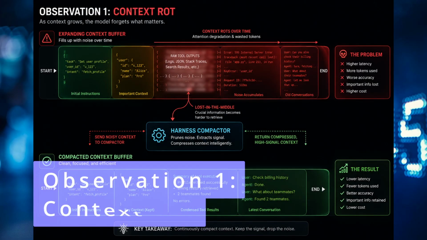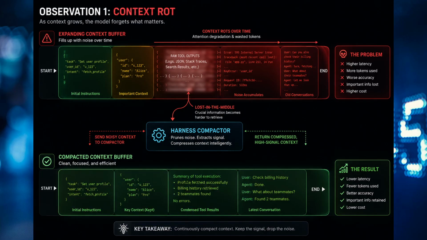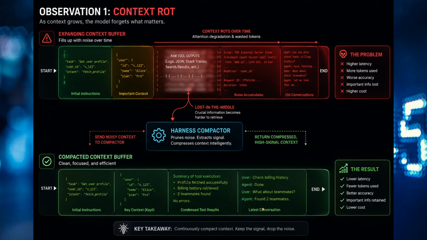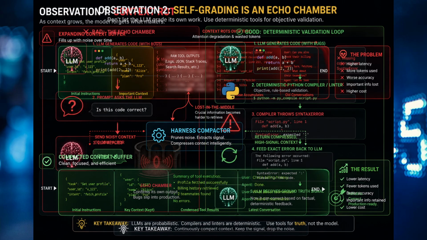Observation 1: context drought is killing your agent. As an agent loops, context windows fill with raw tool outputs and stack traces. LLMs suffer from attention degradation and the lost-in-the-middle phenomenon. An engineered harness must perform continuous context compaction, pruning raw outputs and serving only minimal required context per turn.